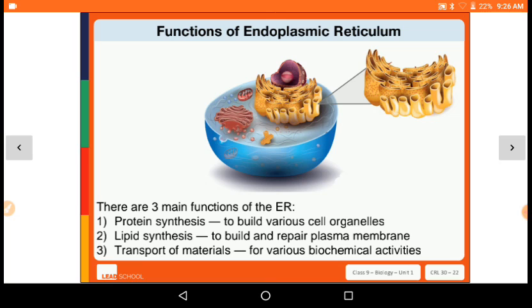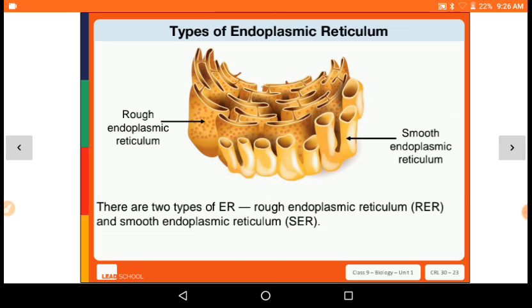So what does protein synthesis do? To build various cell organelles, जो बाकी का cell organelles है वो build करने का काम protein synthesis का है. Then lipid synthesis is to build and repair the plasma membrane. जब भी plasma membrane में कोई तकलीफ हो, कोई repairing की ज़रूरत होगी, तब वो plasma membrane को रिपेयर करेगा लिपिड सिंथेसिस से. लिपिड और प्रोटीन दोनों में होता है, तो उससे ये काम हो रहा है. And third is transport of material for various biochemical activities. जो मटेरियल है उसको ट्रांसफ़र करना है बायोकेमिकल एक्टिविटी के लिए.